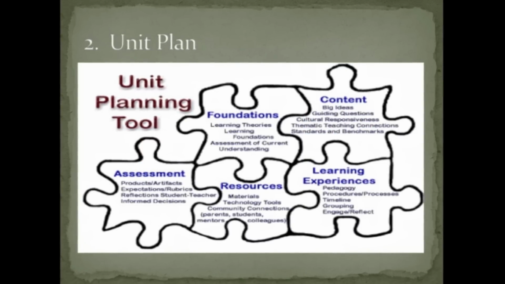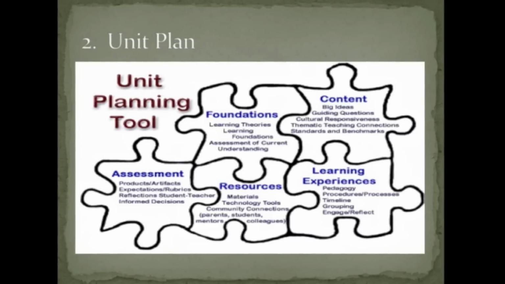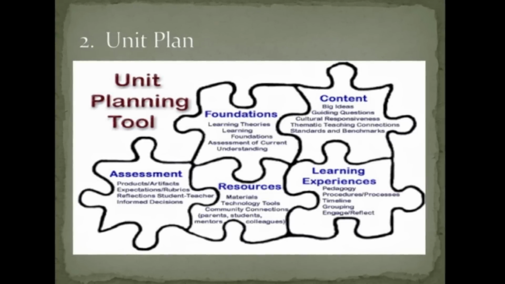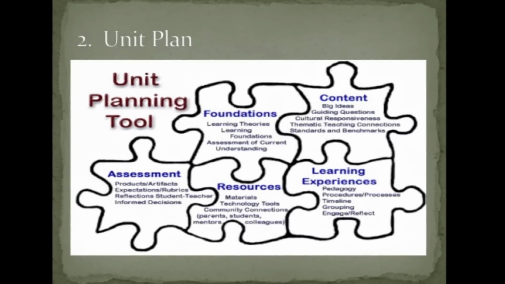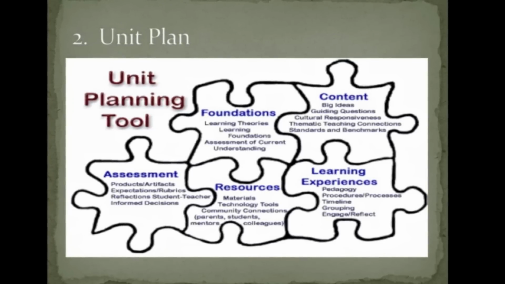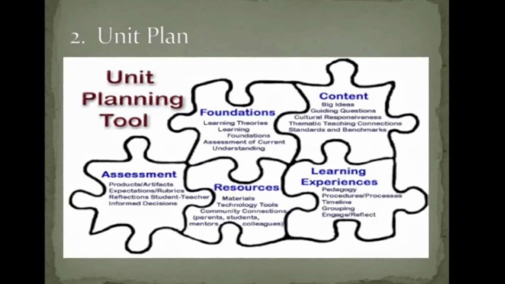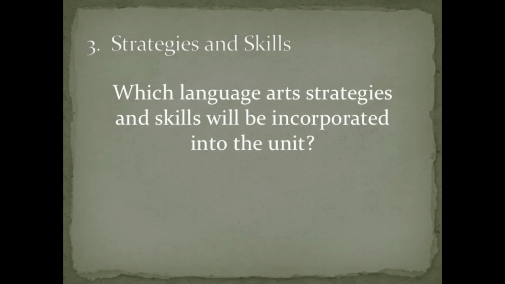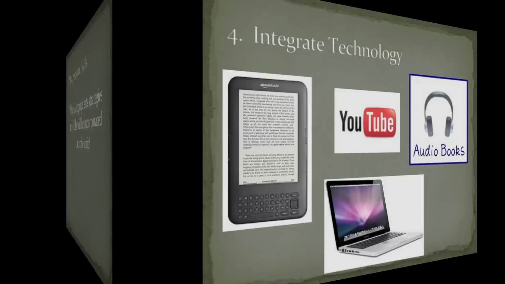The second step is to develop a unit plan. When developing the unit plan, the teacher first decides what the focus of the unit should be. Examples are focusing on the story structure, the setting, or the genre. After the teacher determines the focus of the unit, she must decide which language arts strategies and skills will be incorporated. Many lessons allow for strategies on various topics, including predicting, organizing ideas, figuring out unknown words, and summarizing.